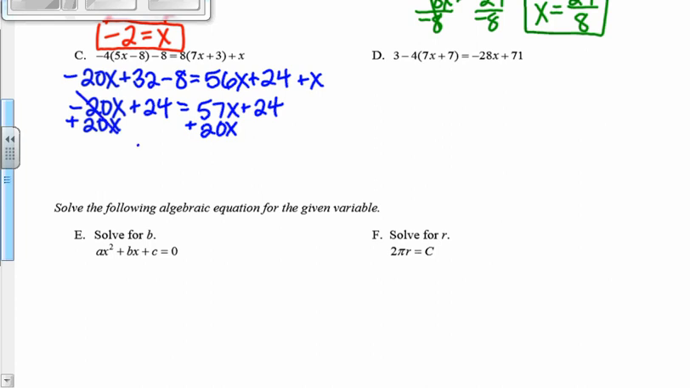Got rid of that. So now we have 24 equals 77x when I add those, plus 24. So again, if the x's, I put those on the right side, I'm going to put everything without an x on the left. So 24 minus 24, well, that's just 0, equals 77x.